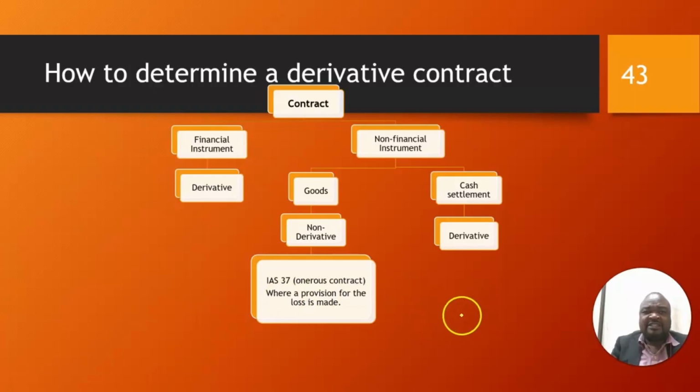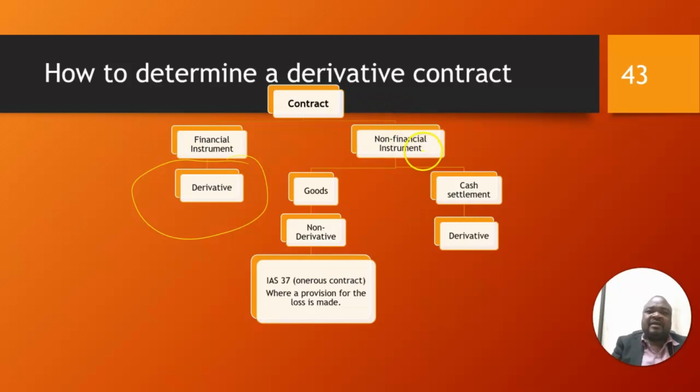How to determine a derivative contract? You need to look at the contract by reading the scenario. You need to ask yourself, is it involving a financial instrument? Are financial instruments involved? If they're involved, then it's most likely that the contract in question includes a derivative.